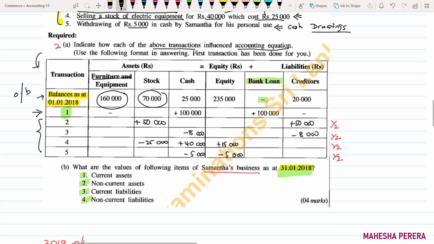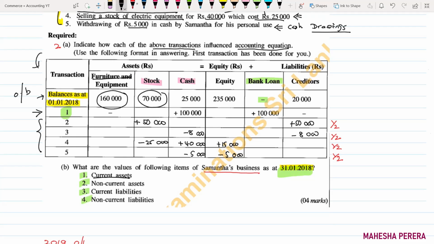Right. So first one is you need to find the current assets. Here you need to find out the current assets of this business. Now these are the assets of the business, no? Furniture and equipment, stock and cash. So what are the current assets? Only stock and cash. So you have to find the closing balance of stock at the month end, right? And also cash closing balance, and you need to add them together. So you can find the current assets.